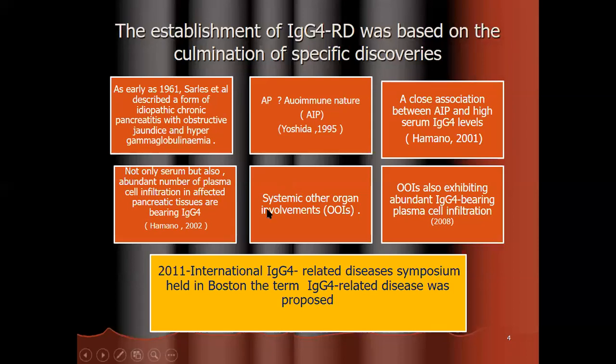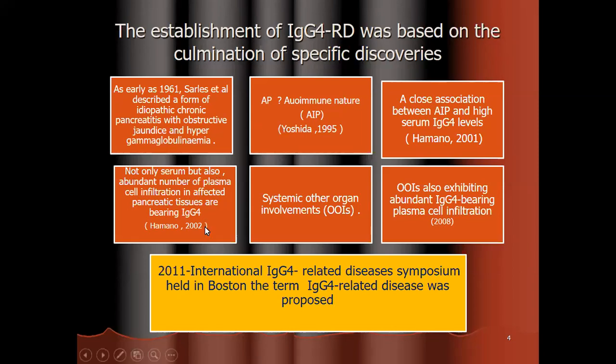As early as 1961, Charles et al. described a form of idiopathic chronic pancreatitis with obstructive jaundice and hypergammaglobulinemia. Later on, in 1995, Yoshida suggested an autoimmune nature for this variant of pancreatitis. Then in 2001, Hamano noticed a close association between this variant and high serum IgG4 level.